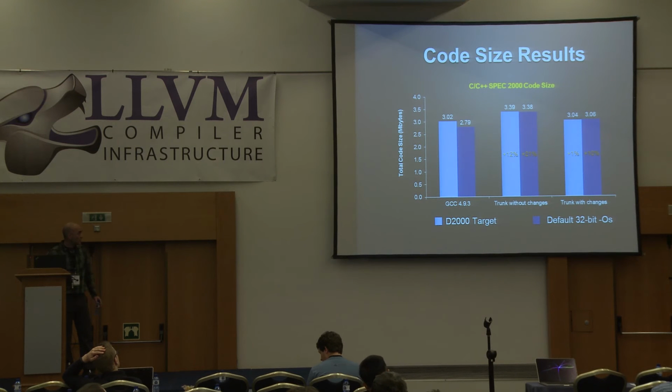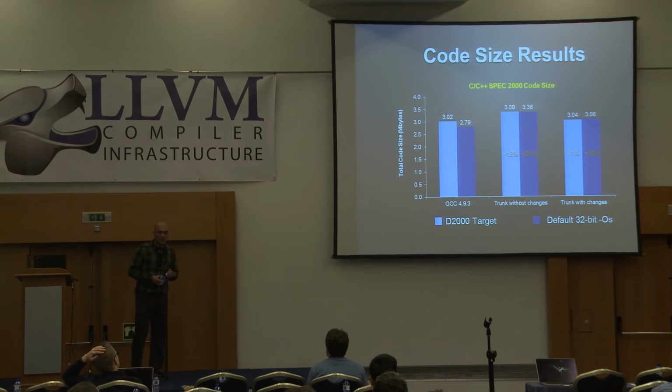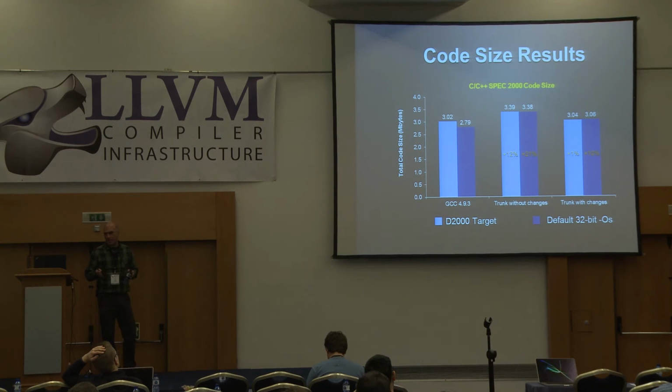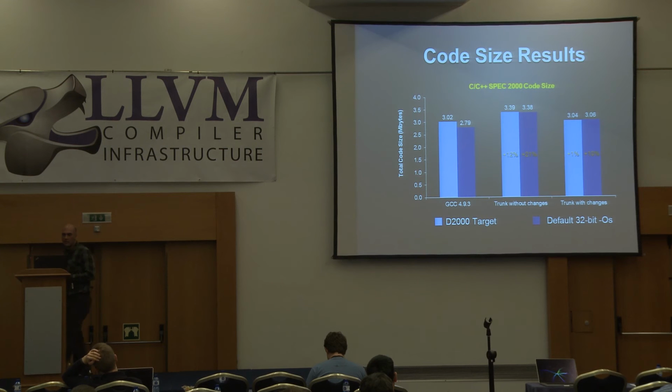LLVM is now 21% greater than GCC, but the 11% or so drop that we saw with our D2000 target carried over with -Os, and it applied, bringing the code size down to be within 10%. As you can see, the code size savings were nice, and we actually got some good positive feedback from the community telling us that we were affecting real-life applications too, and not just SPEC.